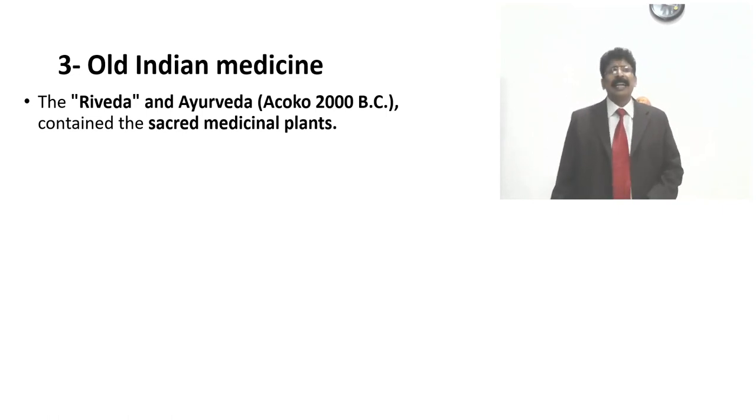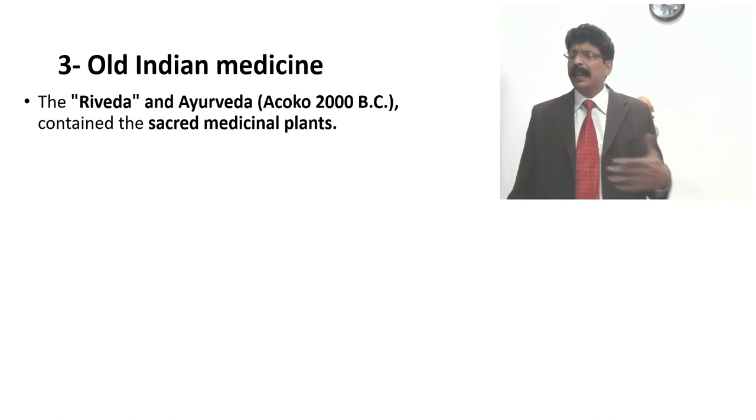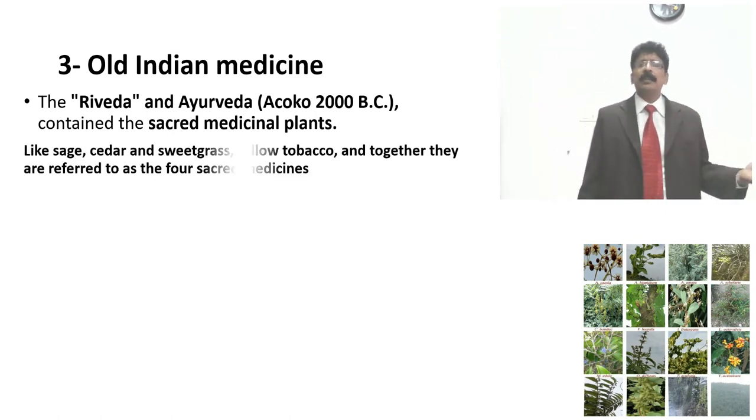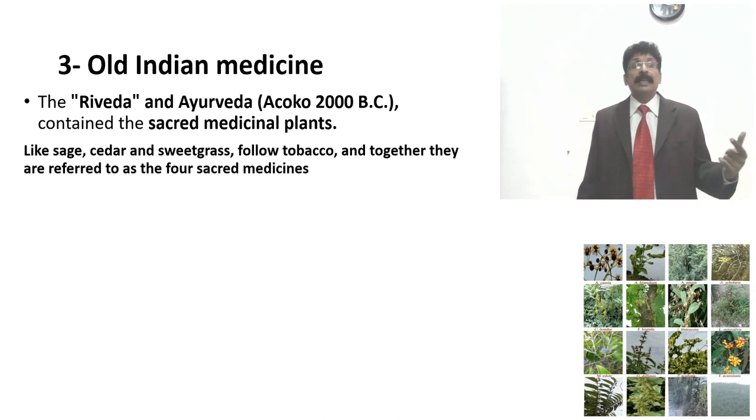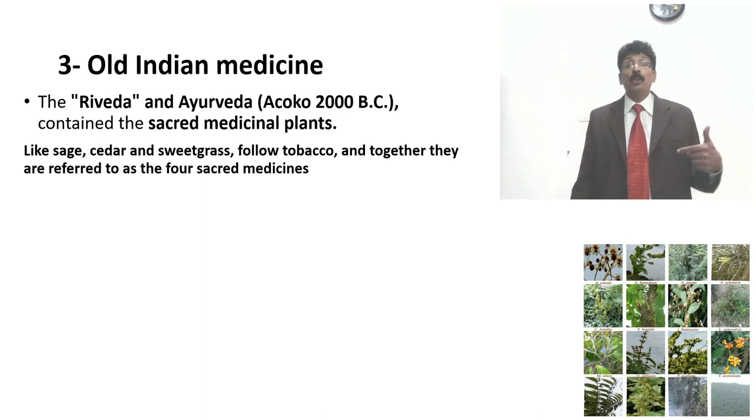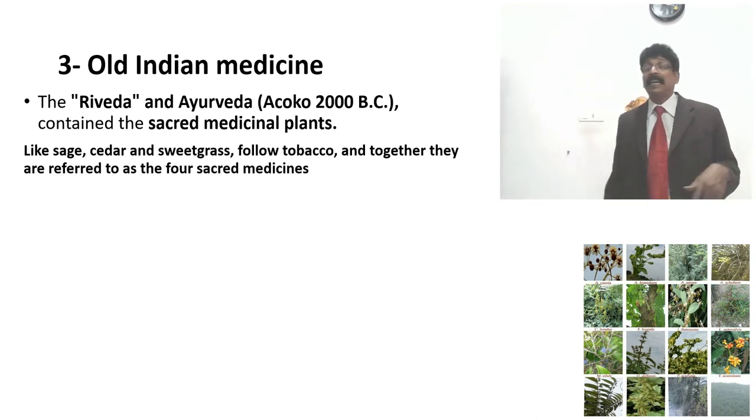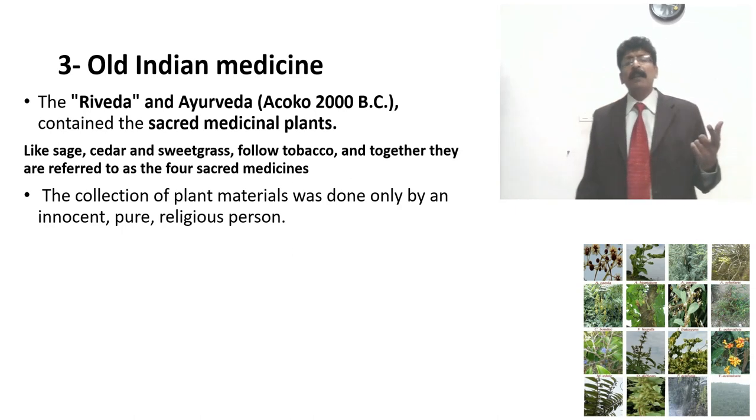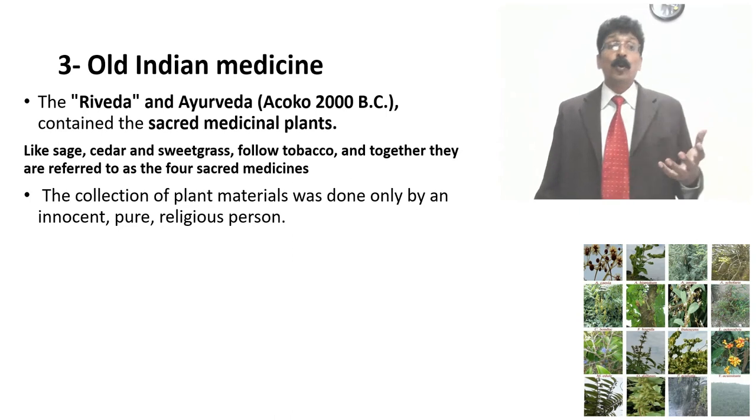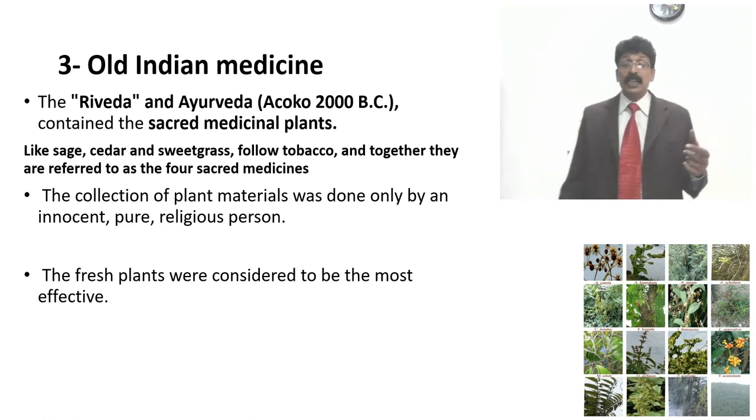It contains sacred plant materials or sacred medicinal plants, rare ones, and like this you can see there are many plants which we now know have medicinal use, like sage, cedar, sweet grass, and tobacco. Together they are referred to as the four sacred medicines used in that period. The collection of plant materials was done only by an innocent, pure religious person according to the Rig Veda. The fresh plants were considered to be the most effective in that period.